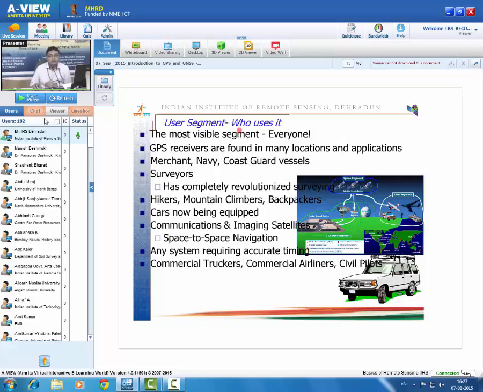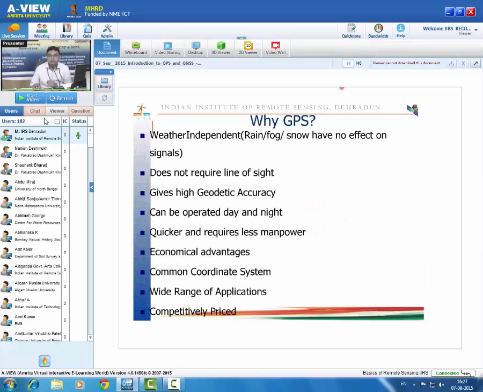User segment. Nowadays, everyone is a user. Knowingly or unknowingly, many of us are using GPS. Our mobiles are GPS enabled. The cars and taxis in which we are traveling are GPS enabled. The facilities we are using, like trucks, buses, trains and aircraft, all of them have GPS installed on them. So there is a big user segment of GPS now.